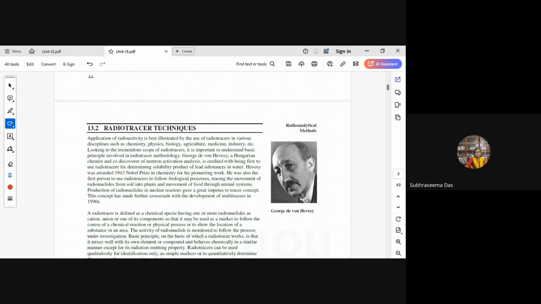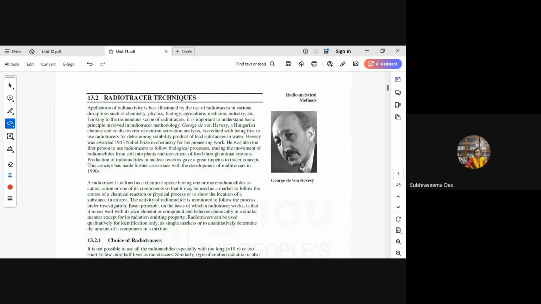So, to define a radio tracer, it is a chemical species or a molecule having one or more radionuclides. The radionuclide might be the cation, anion, or any one of its compounds, so that during the course of a chemical reaction, its location can be marked. A radio tracer is a radioactive element which is taken in combination with other molecules to trace the chemical pathway of a particular reaction.